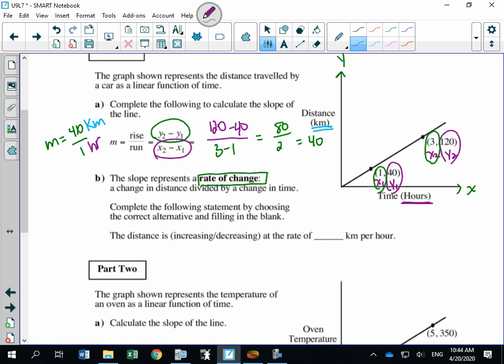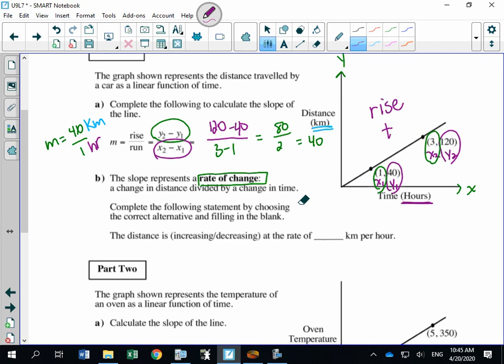So the slope of my graph is 40, but what that means is that this is a rise, right? So we know that this slope is rising, and it's a positive slope, and it's increasing at 40 kilometers every hour. So the car drives 40 kilometers each hour essentially. So if I said, well, how far would he drive in 2 hours? It'd be 80 kilometers, right? And in 3 hours, he would drive 120 kilometers.